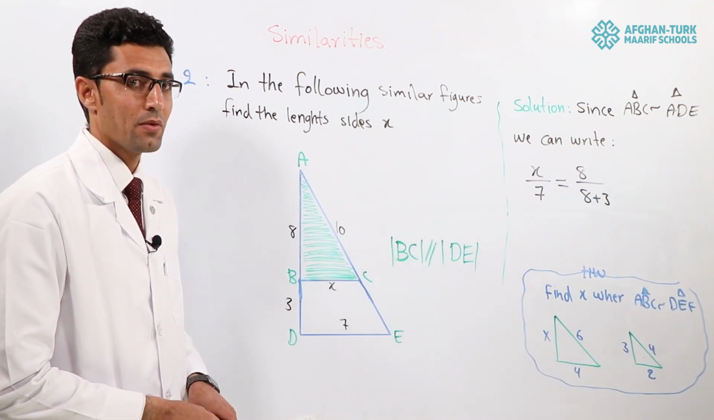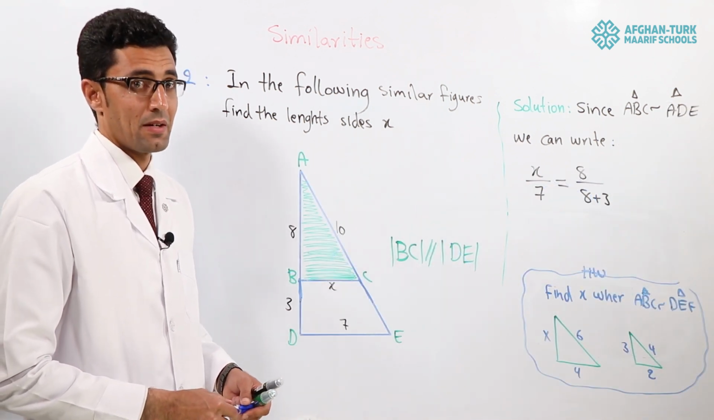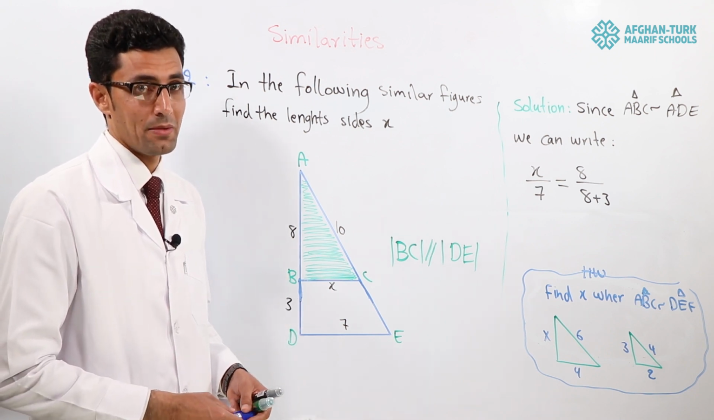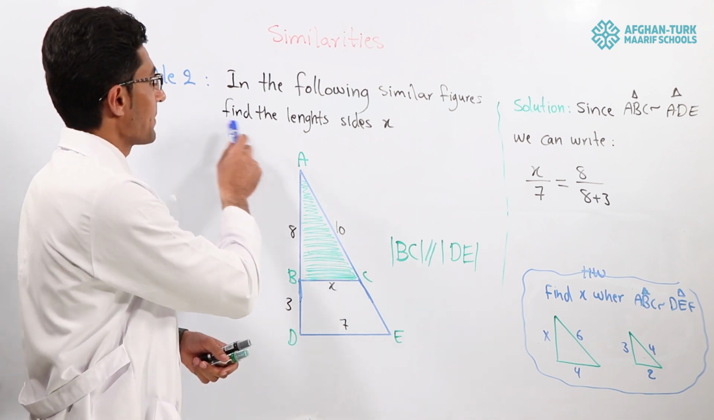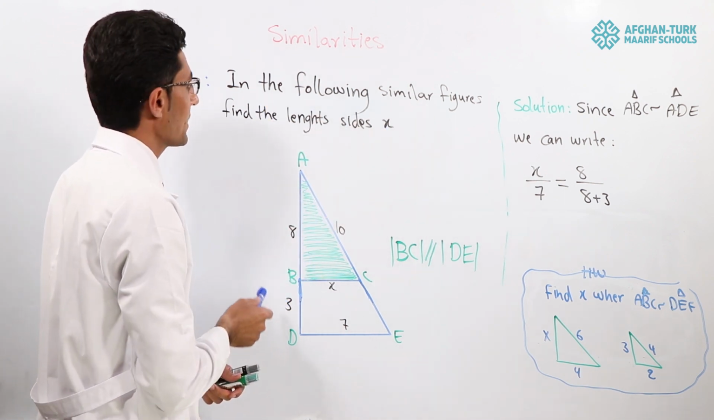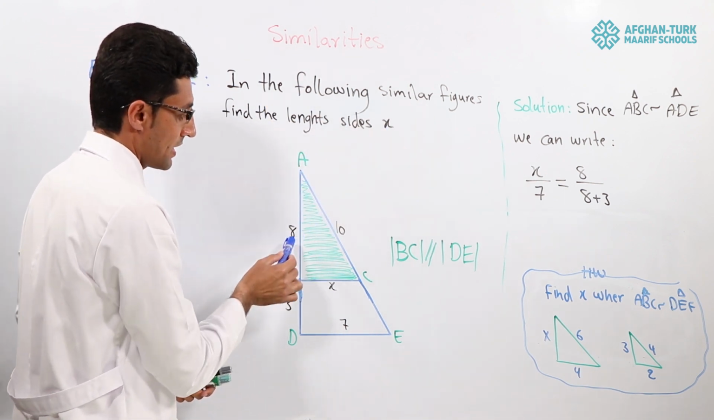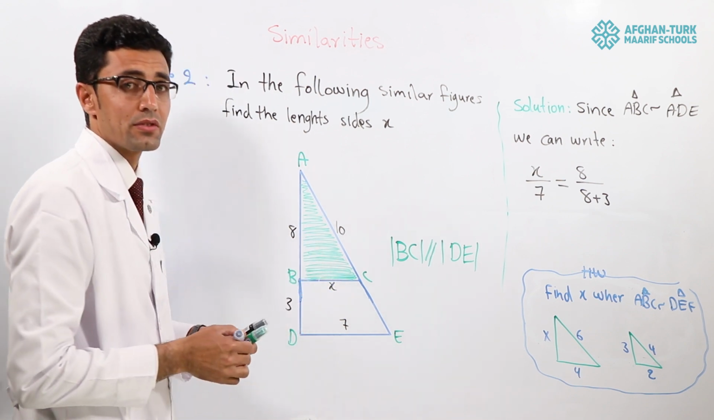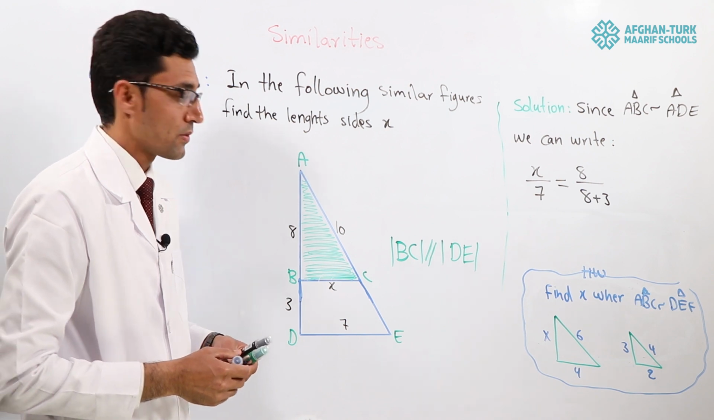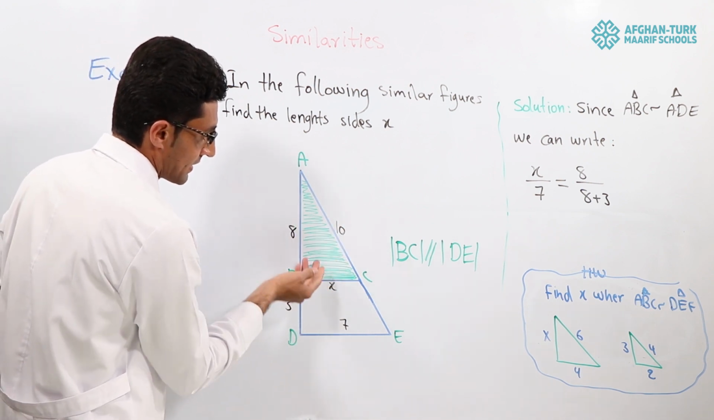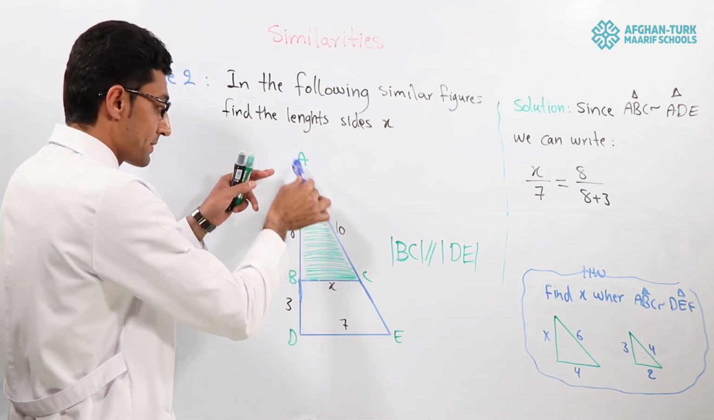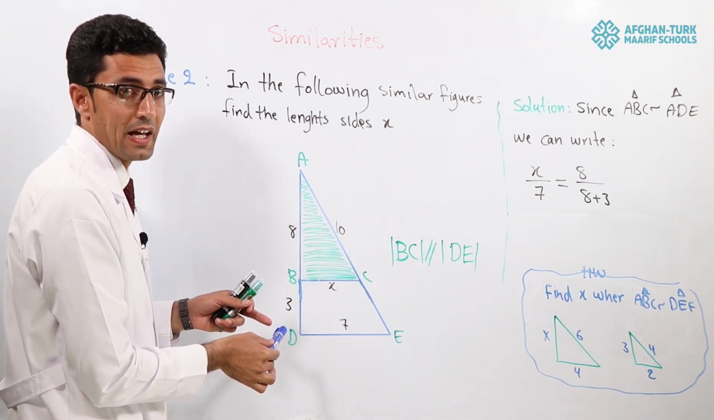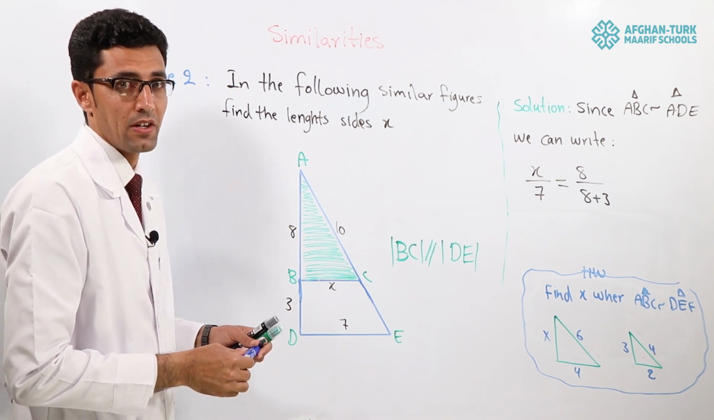Okay, dear students, now we are going to do another example to understand the complete concept of similarity. Second example. In the following similar figures, find the length of side x. We are going to find this x. You see that two triangles are similar. Which triangles? This small one with the big one. Okay, they are similar. And again we use the second property of proportion.